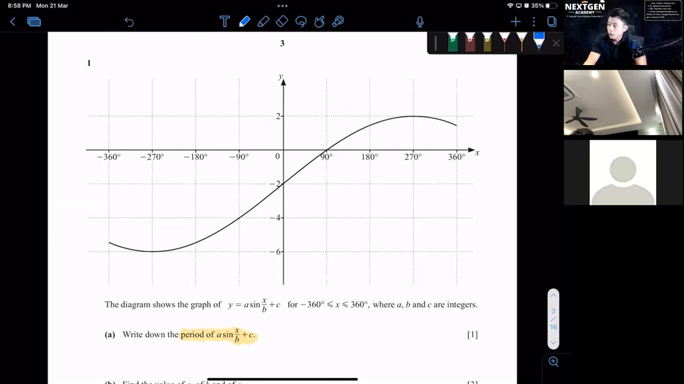How am I going to find the period for this? Period is one whole cycle, right? But you see here, this is a little funny. It's not really one period, you don't see one whole sine graph. So how do you actually find the period?